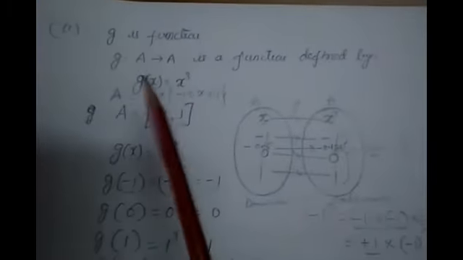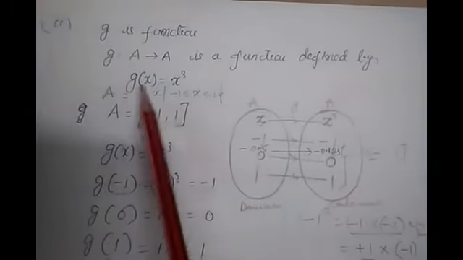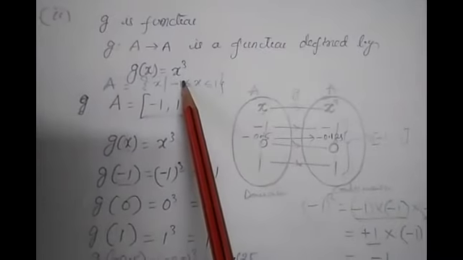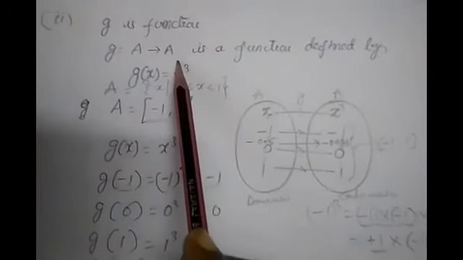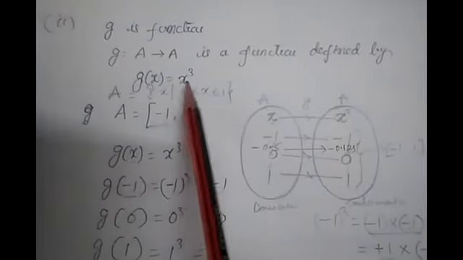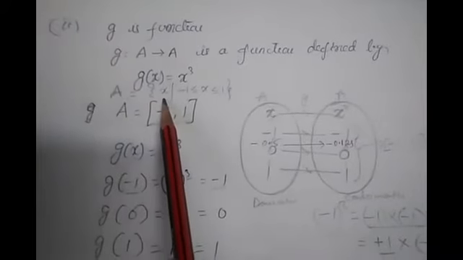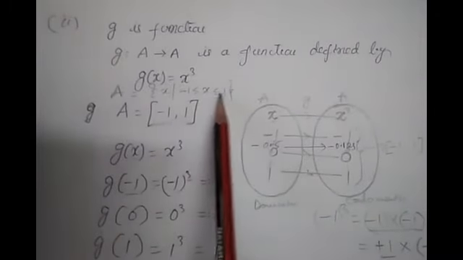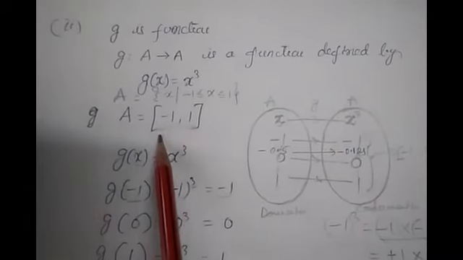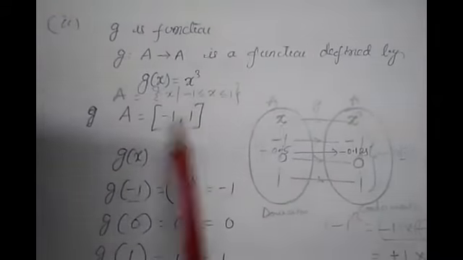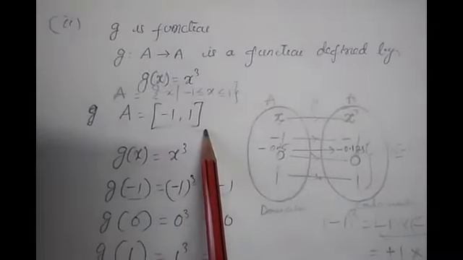Verify it. Let g be a function from A to A defined by g of x is equal to x cube. A is given as the set of all x such that minus 1 is less than or equal to x, which is less than or equal to 1. So A can be written as the closed interval minus 1 comma 1. That means A takes all values from this interval.